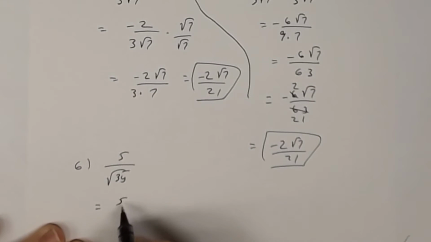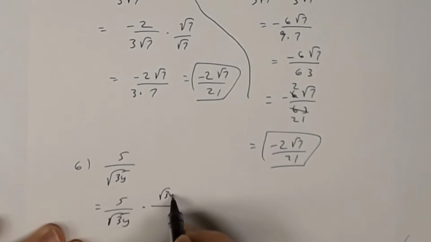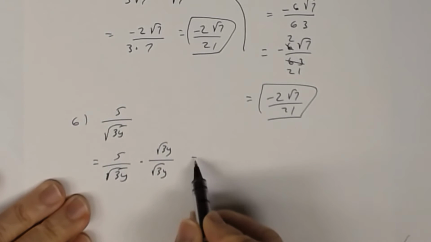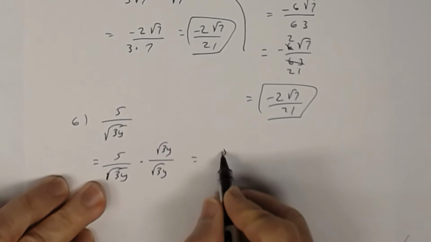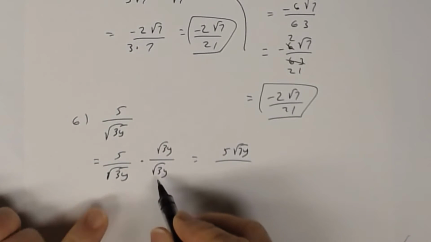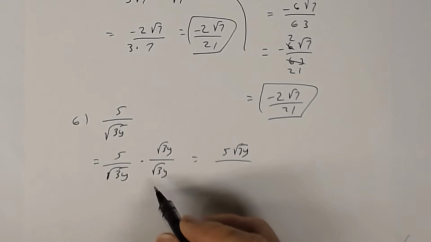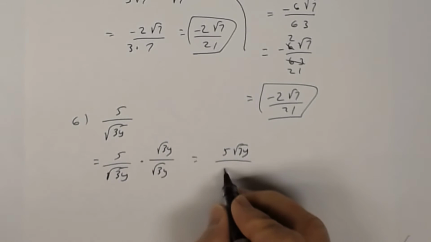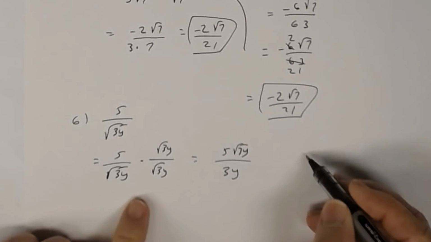So I'm going to go ahead and rewrite this over. So times the square root of 3y times the square root of 3y. And so now I have 5 square root of 3y. And remember, the square root of 3y times the square root of 3y, based on our discussions today and also previous lessons, that's just 3y, right? That's just 3y. And make sure you understand that.